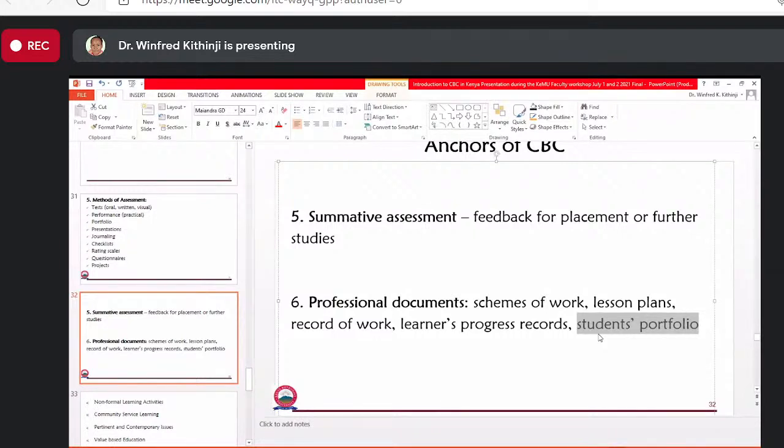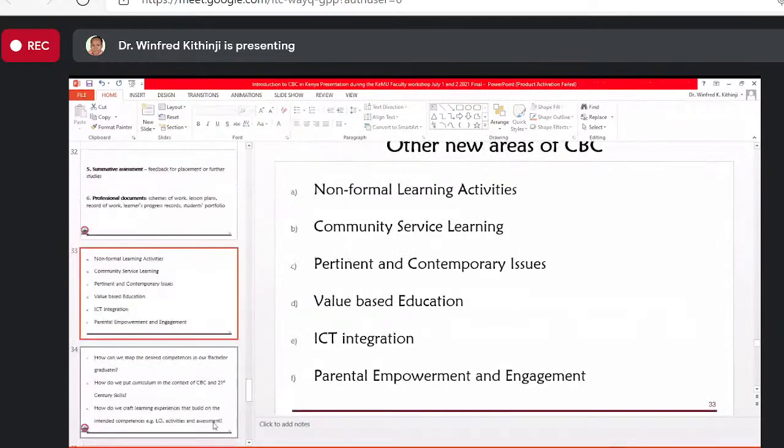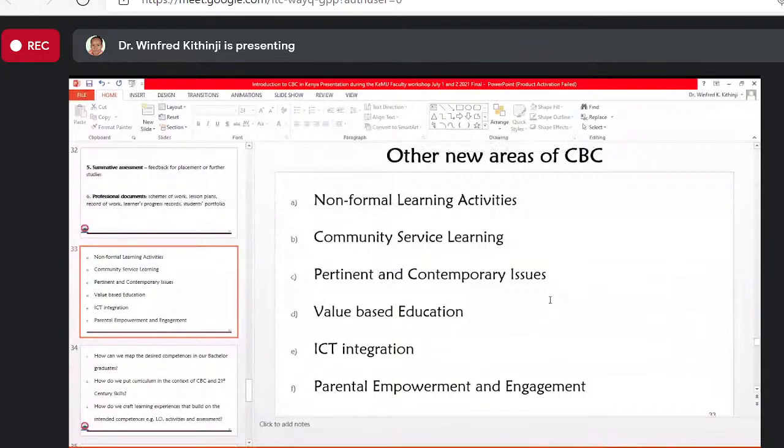This student's portfolio, remember I've talked about assessment as learning. So learners also keep their own record or files so that at the end of the final assessment, the portfolio also becomes part of what is assessed, or part of the evidence of learning as well. So these documents, we may also ask ourselves, are we getting into this as we transit university education to CBC, or what happens?